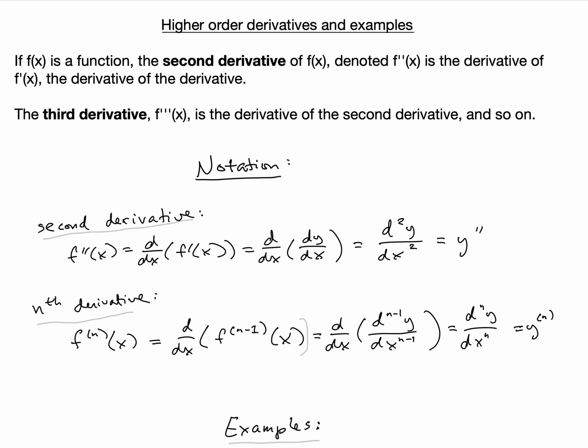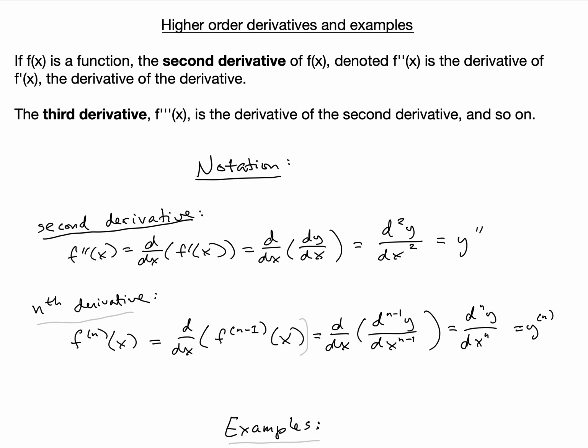There's different notation for this. So as we saw, the second derivative is f double prime of x, and it can also be written in a few different ways. It can also be denoted d dx, the derivative with respect to x of f prime of x, or d dx of dy dx. Now remember that dy dx is just another way to write f prime of x, or it can be written as the second derivative of y with respect to x in that way, d2y dx squared, and it can also be written as y double prime. So those are all different ways to write the second derivative.